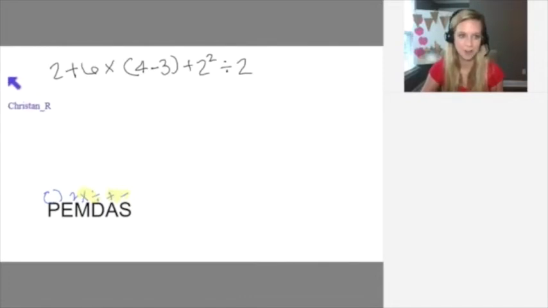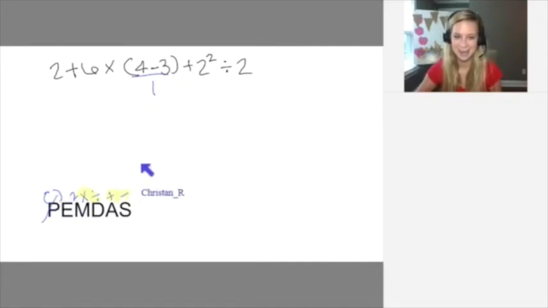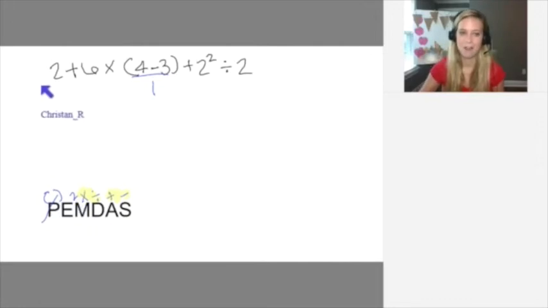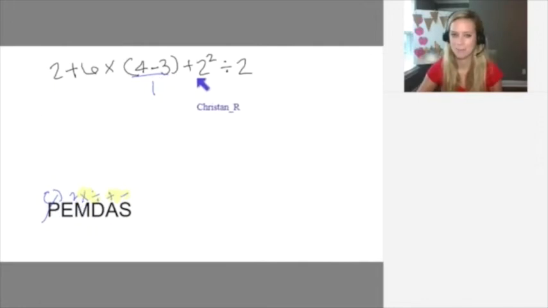So I'll show you how we would solve this equation. The first thing we're going to do is look for parentheses. So we do have parentheses. That's our first step. We're going to do 4 minus 3 is going to give us 1. So we did that. Cross it out. The second step is going to be exponents. Are there any exponents? Well, yep, we see 2 to the second power here. So that's going to be 4.